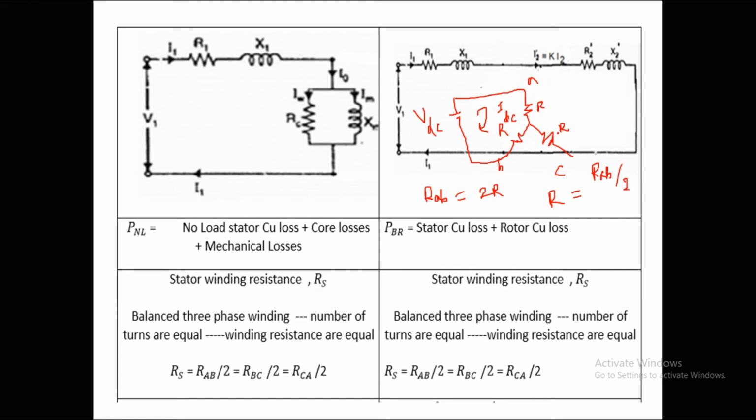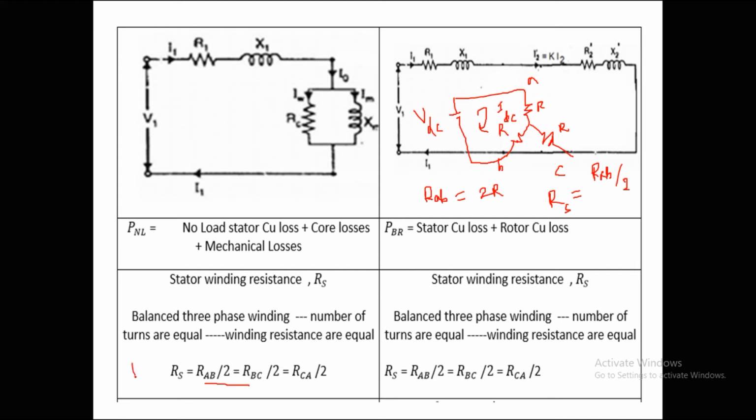It is for star connection. So the same thing will happen when we give a supply between any other two phases. So this is the equation: RAB by 2, or RBC or RCA by 2. They are almost all equal because of the equal number of turns available on all three phase windings. So we can call this R the stator winding resistance, but it is a DC resistance.